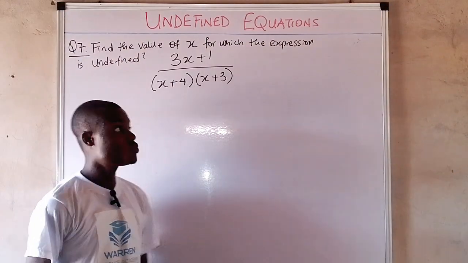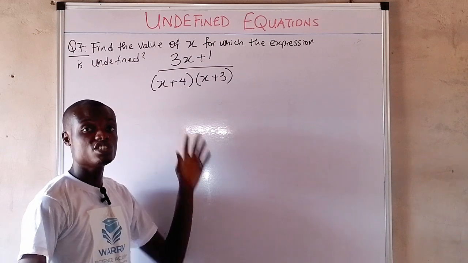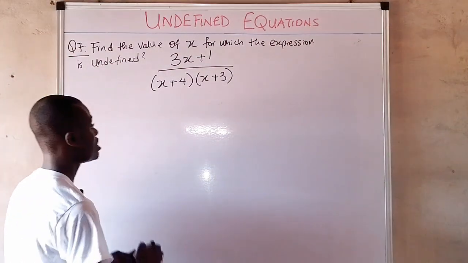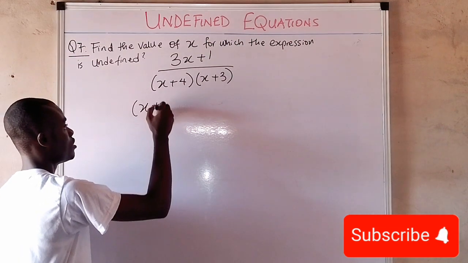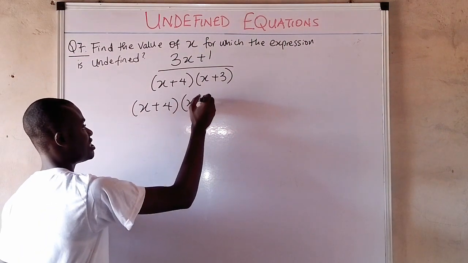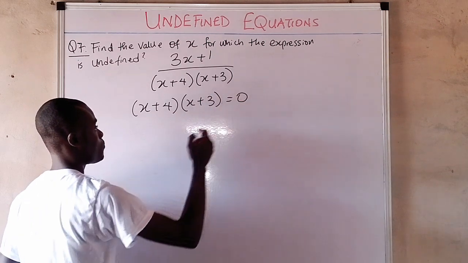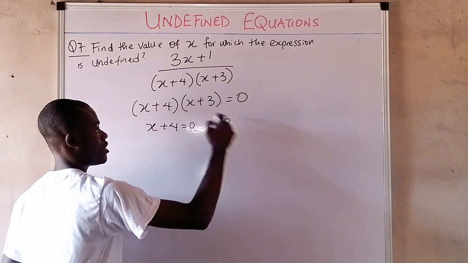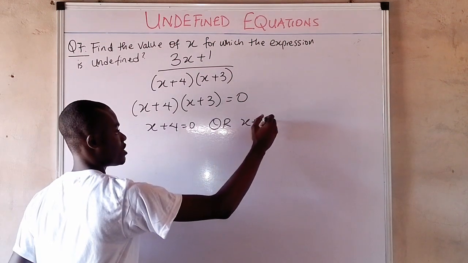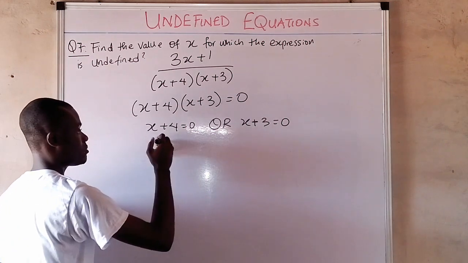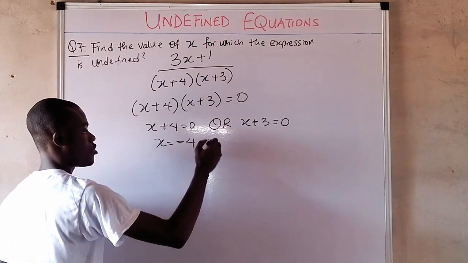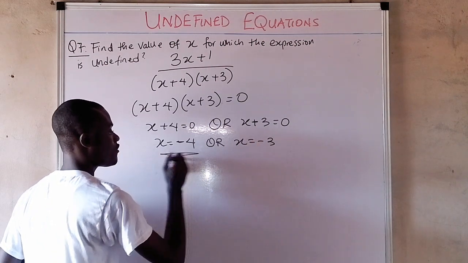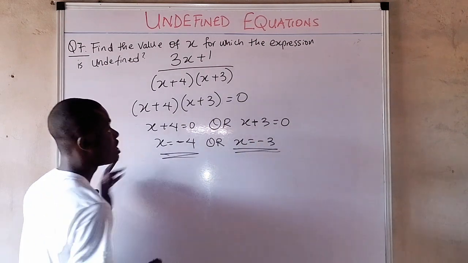In our last question, we have to look for the value of x for which this expression is undefined. And in an undefined expression, the denominator is equal to 0. So it simply means that x plus 4 and x plus 3 are each equal to 0. So x plus 4 is equal to 0, or x plus 3 is equal to 0. When we collect like terms, x will equal minus 4, or x is equal to minus 3. So when the value of x is minus 4 or minus 3, this expression will be undefined.